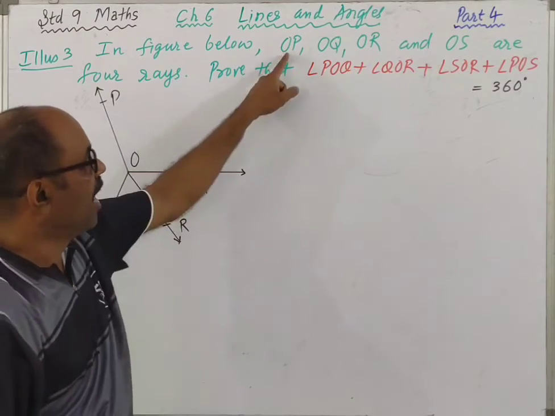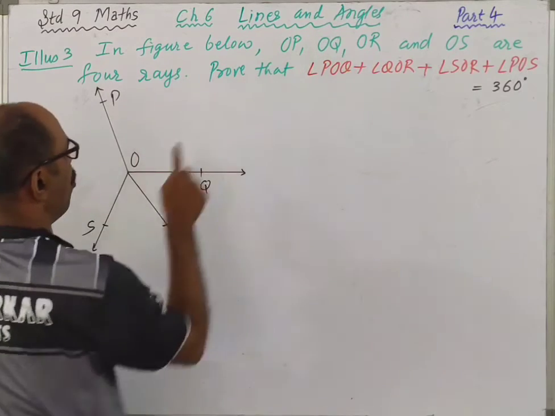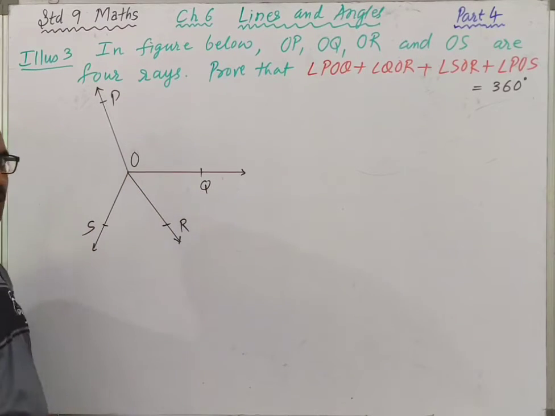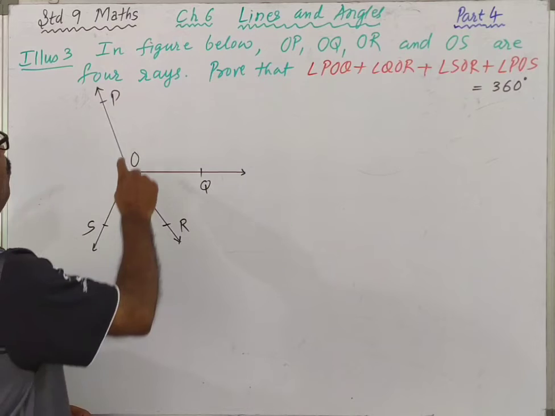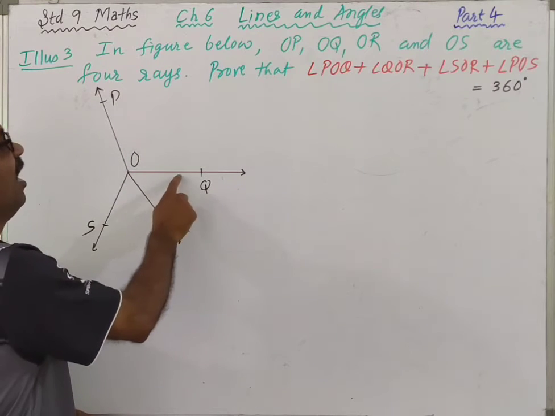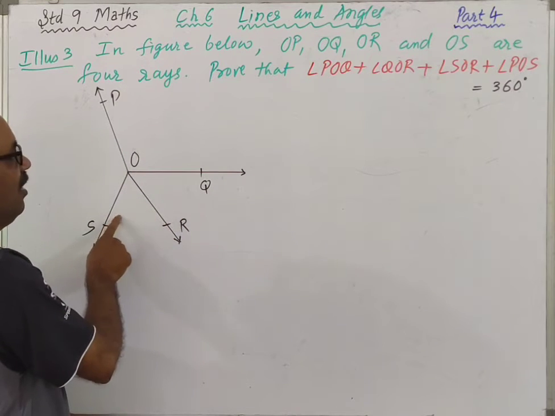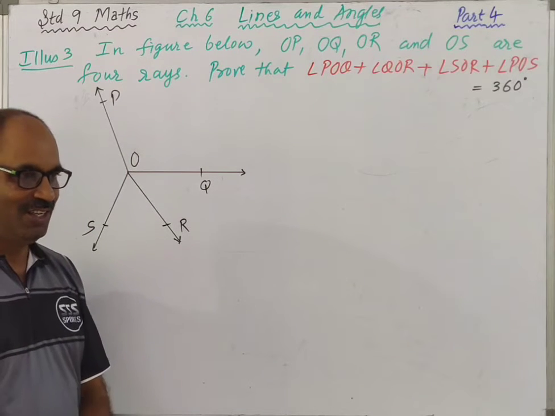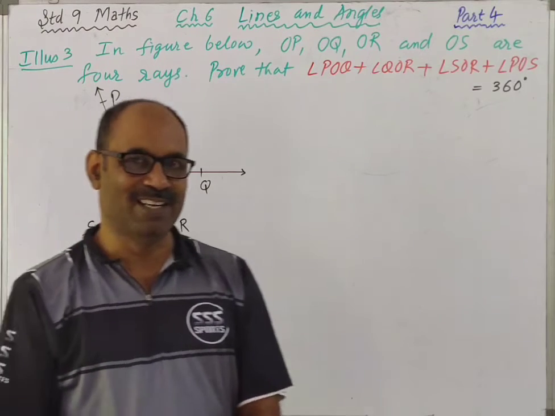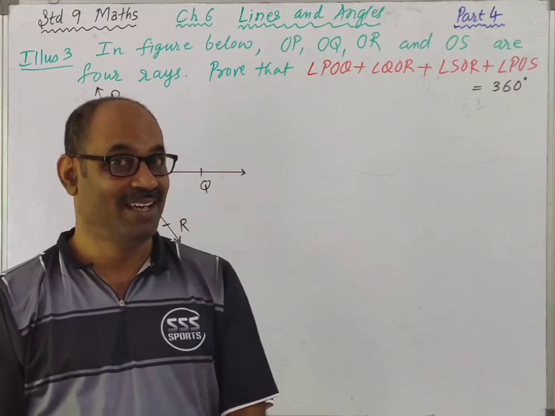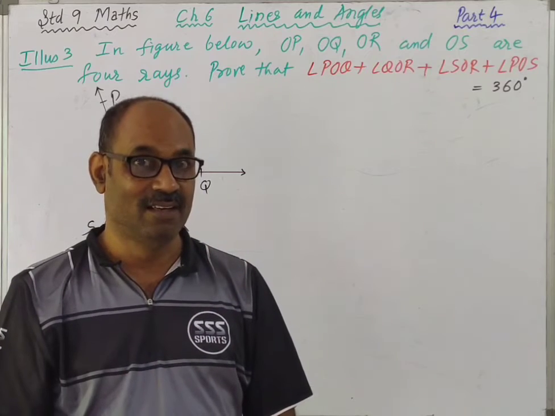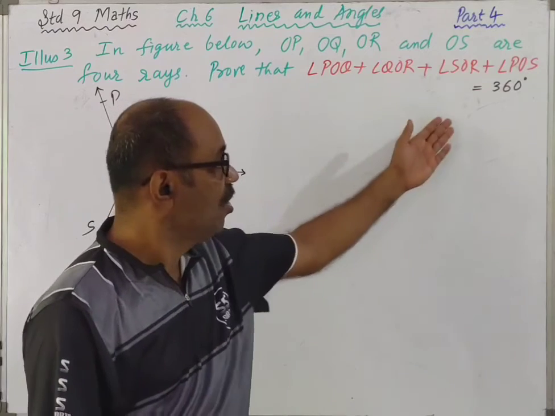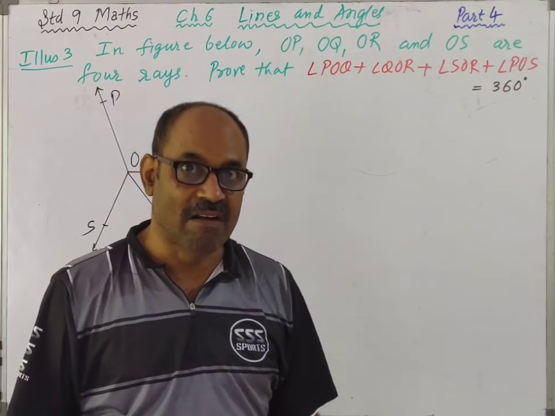Okay? Now, ray OP is here. Ray OQ is here. Ray OR is here. And ray OS is here. These are the 4 rays. And you have to prove angle POQ is here, angle QOR is here, angle SOR is here, plus angle POS. The total measure of these 4 angles is 360. Now 180 figures come in Axiom 6.1. If a ray stands on a straight line, then the total measure of the 2 angles so formed is 180. So we need 2 such pairs. 180 plus 180 becomes 360.